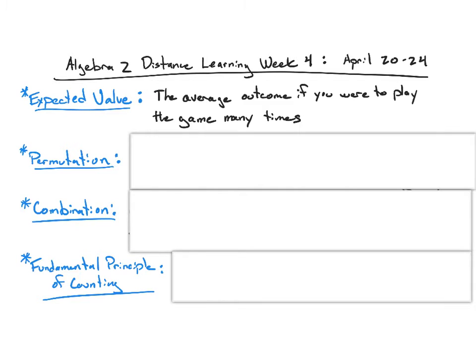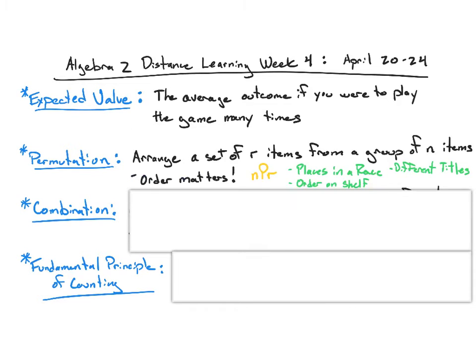So expected value is the average outcome if you were to play the game many times. Expected value is typically used when you're getting a score or points or a cash value. So essentially, if you were to play this game a whole bunch of times and you add up all your different winnings of different types and then averaged it, that's what the expected value would be.